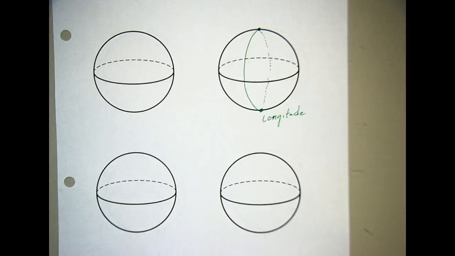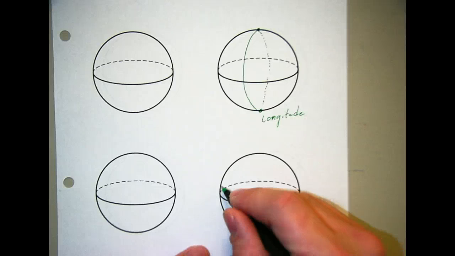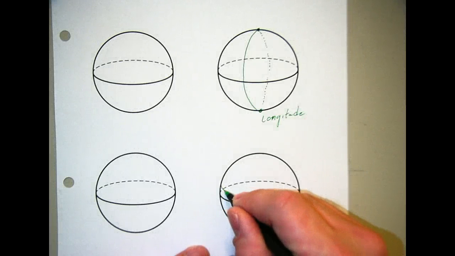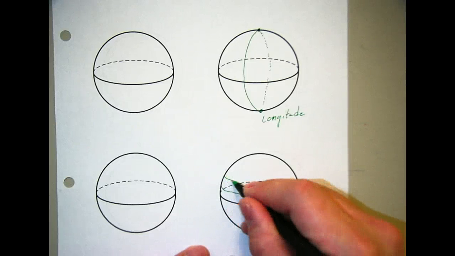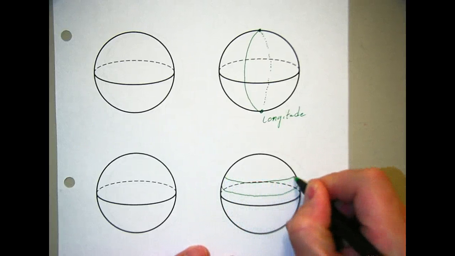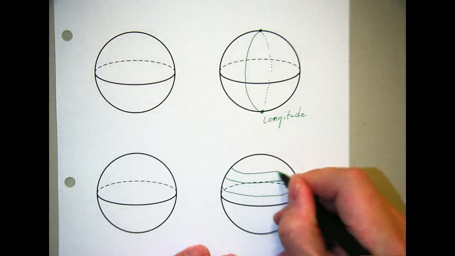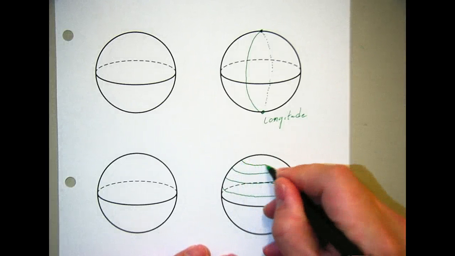We can't see that. Latitude. I've heard some students talk about latitude. They're like, look, it's like a ladder. You know, they're like steps on a ladder.